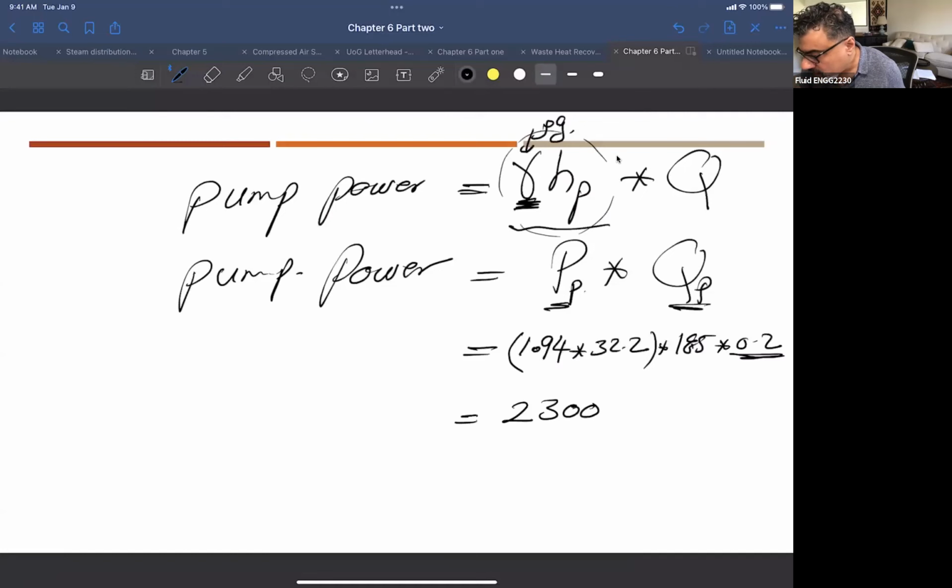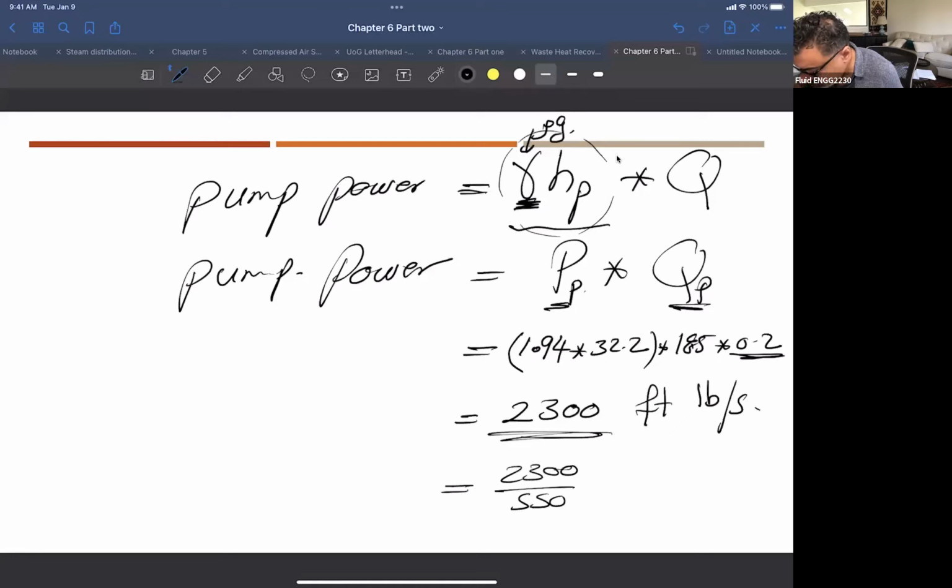2,300 foot-pounds per second. Okay. Because we're using the British system here, if you want to convert this, you divide this by 550. So this will be 2300 over 550. You convert this into horsepower. So 41.2 horsepower.